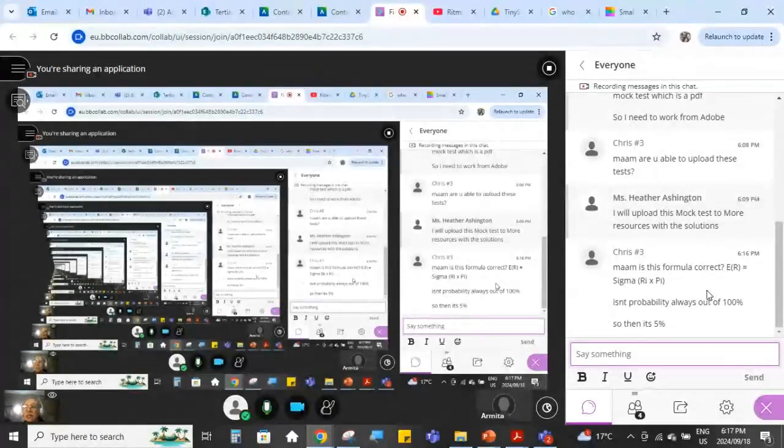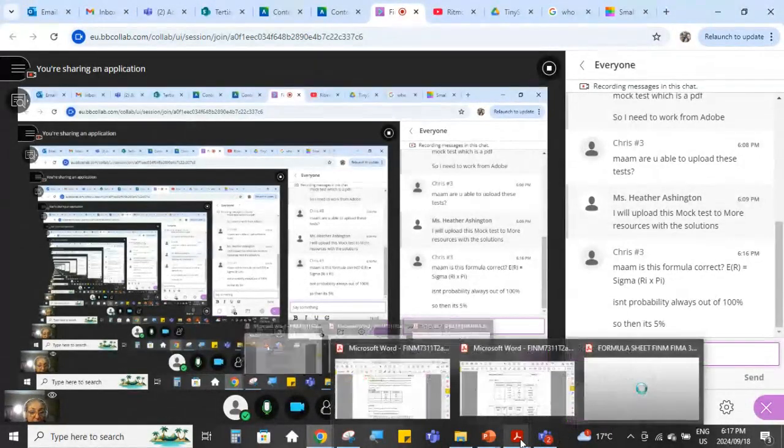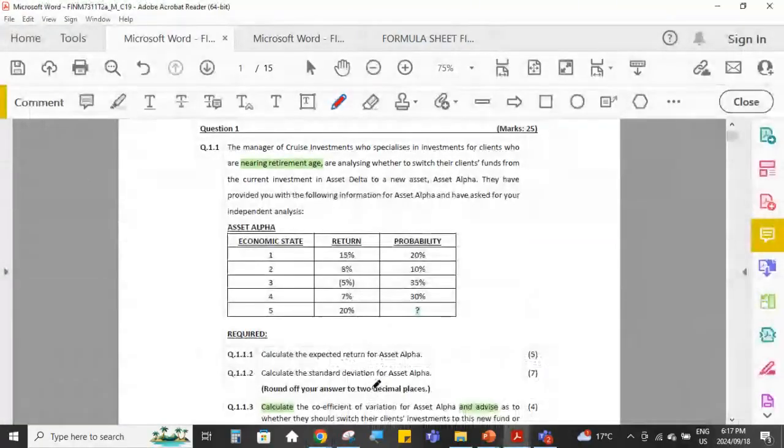So yes, does it add up? I don't know. Let's have a look and see. What have we got there? We've got 30, 65, 95. So that probability of economic state number 5 is then going to be 5%. Perfect. Okay, so now we've got all the information that we need.